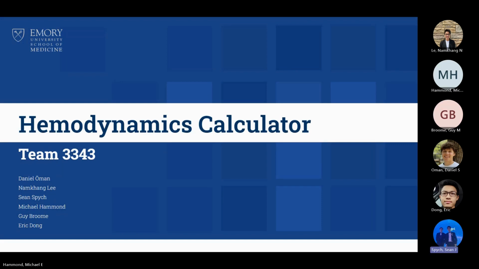All right, everybody, we are Team 3343, and this is our project, the Hemodynamics Calculator for the Emory University School of Medicine.